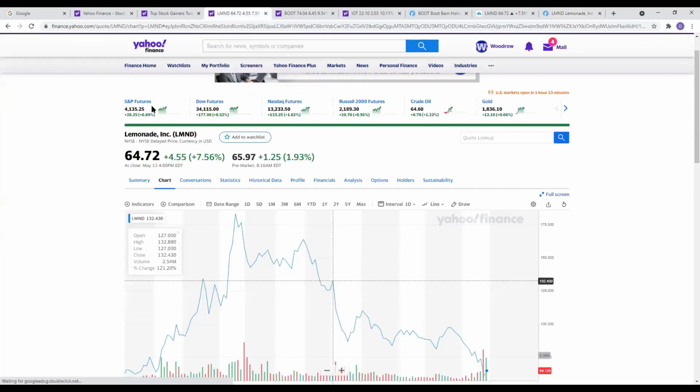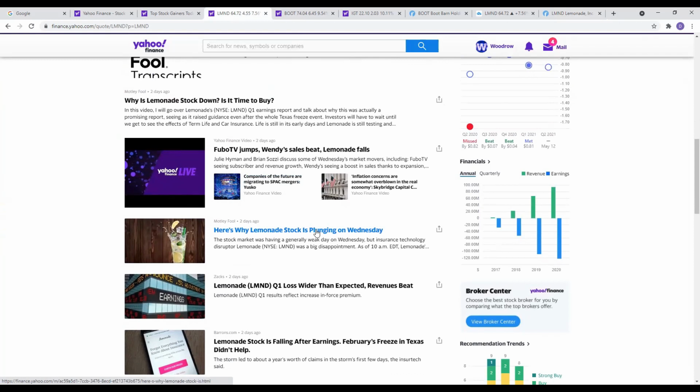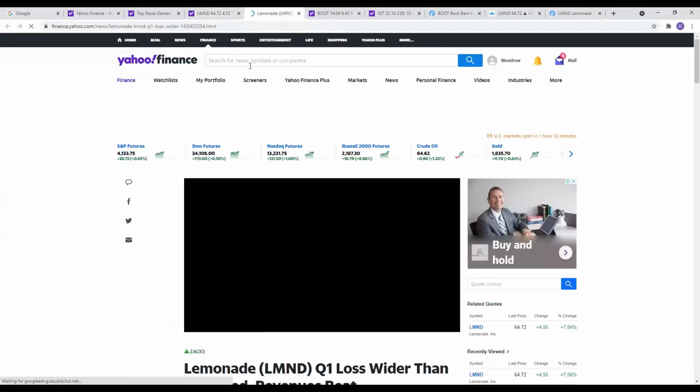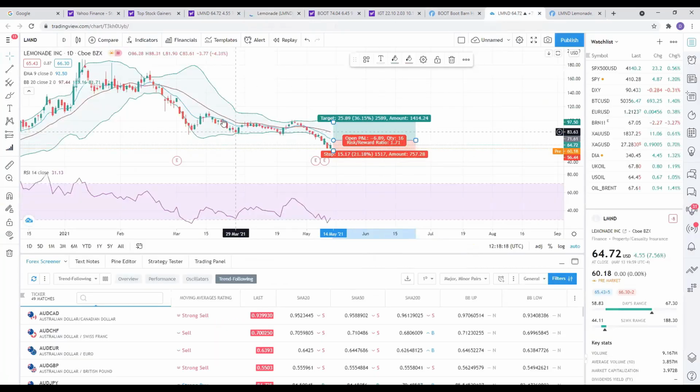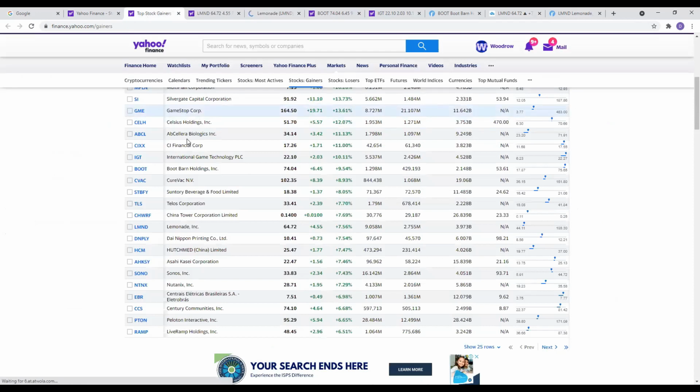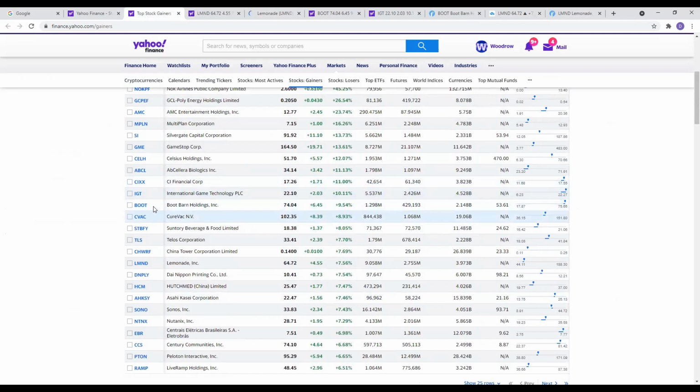Let's look at the news. Lemonade stock was plunging. Okay, they reported a loss. Now, mind you, when you look at the chart right here, the chart is telling you all of this was a downtrend. And for the day, the stock was among the most active gainers. The stock was right here, up by 7%. Hence the reason why it was highlighted, and why I picked up on it. It was among the most active gainers.